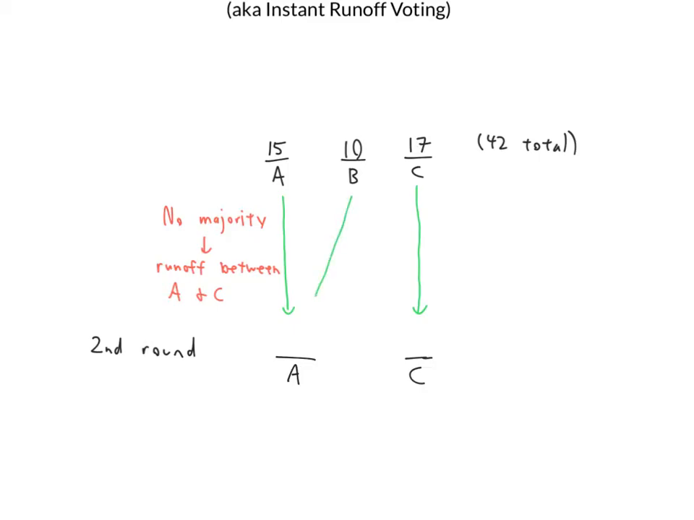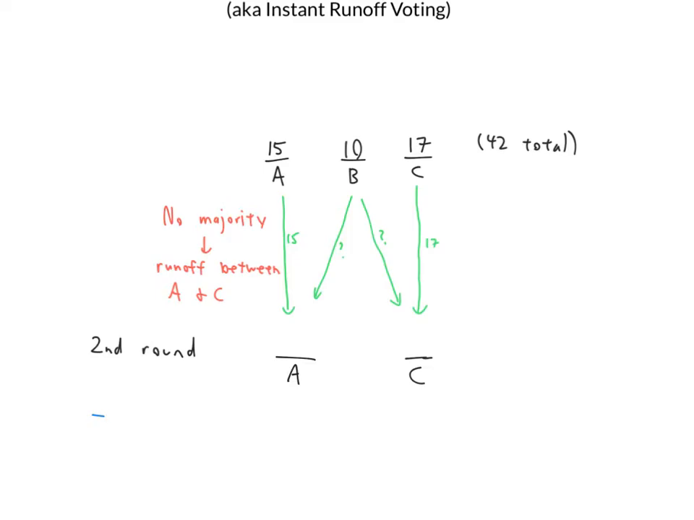But people who voted for B might vote for A or might decide to vote for C. So then A is going to have 15 votes from the original people who voted for A, plus some number of voters from B who decided to choose A, and similarly C gets the 17 original voters who voted for C, plus however many voters for B decide to vote for C now that B is no longer an option. In the US, many primary elections function in this way.